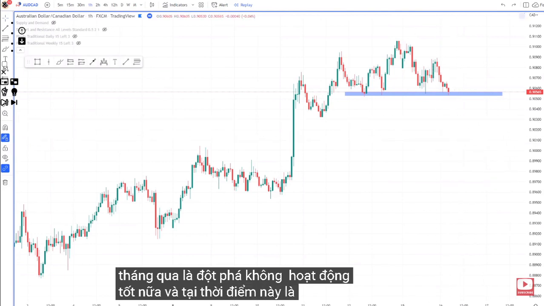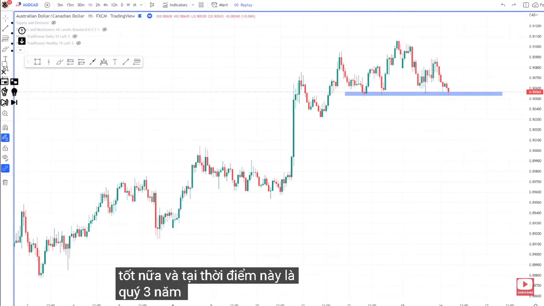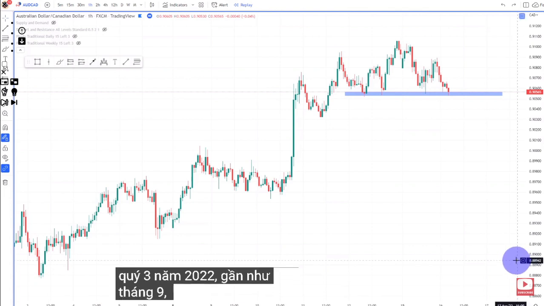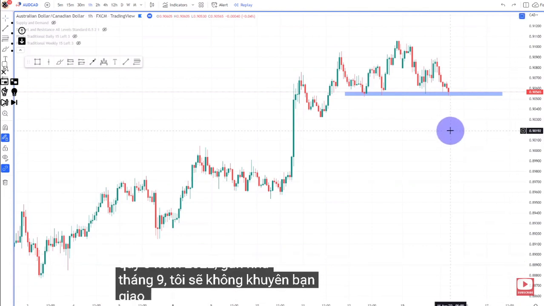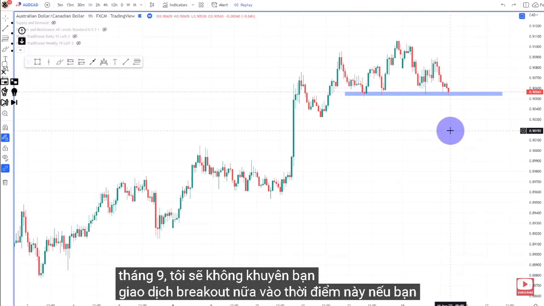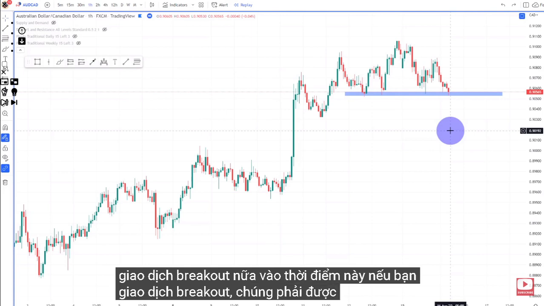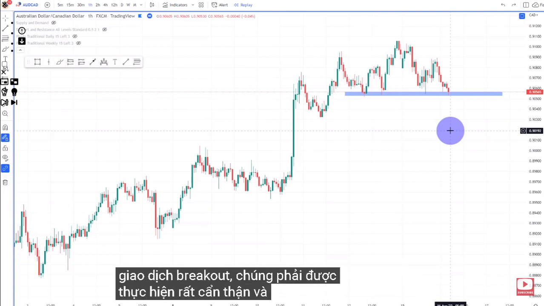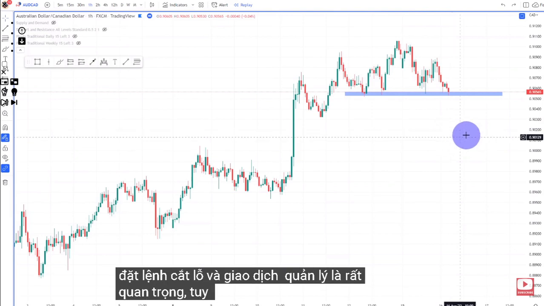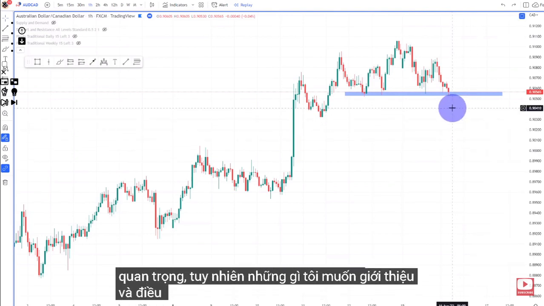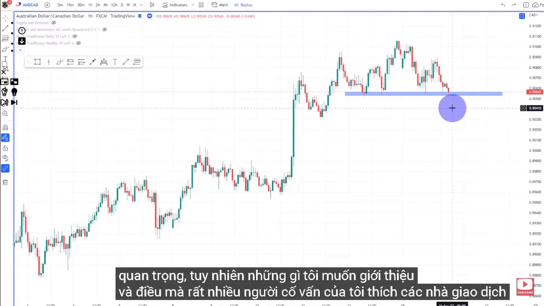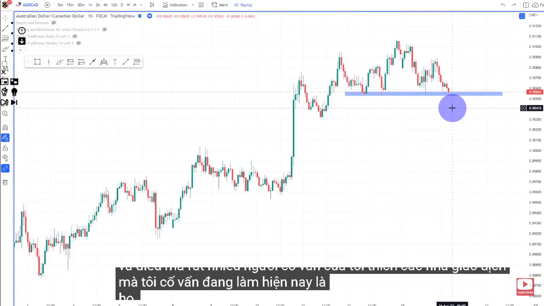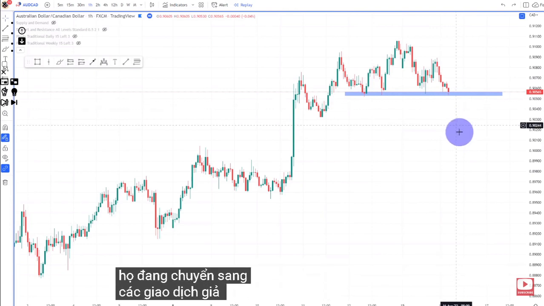At this point, it is Q3 in 2022, August, almost September, and I would not recommend trading breakouts anymore. If you trade breakouts, they have to be done with a lot of care, and stop loss placement and trade management are very important. However, what I would recommend and what a lot of my mentees, the traders that I mentor, are doing now is that they're switching to complex fake outs.